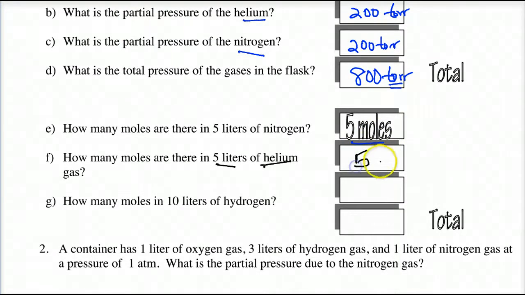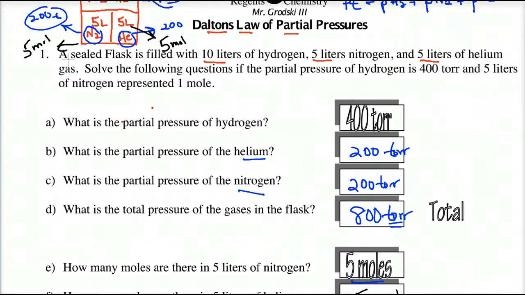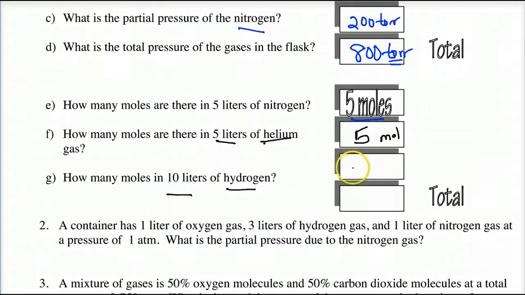And what about the hydrogen? There's 10 liters of hydrogen. There's twice the volume in this container, so there's twice the number of particles under the same set of conditions. So there's twice the moles. We would say this is 10 moles. Double the volume, double the number of molecules, because they're in a container under the same conditions. So of course, that is 10 moles. Total number of moles is 20 moles.